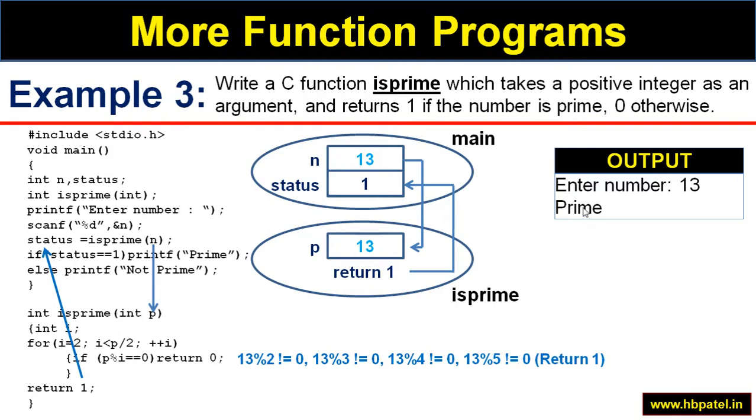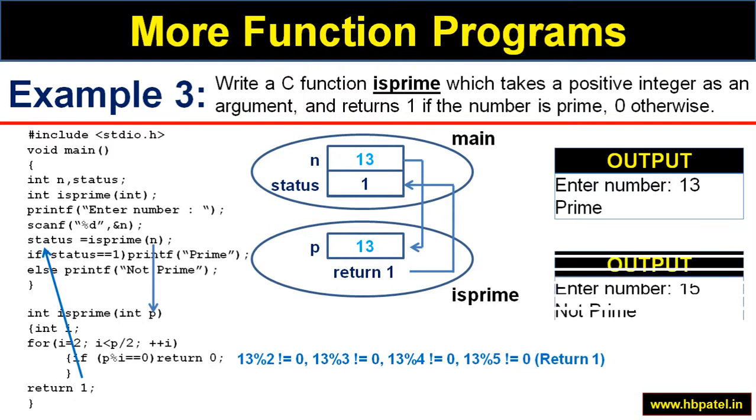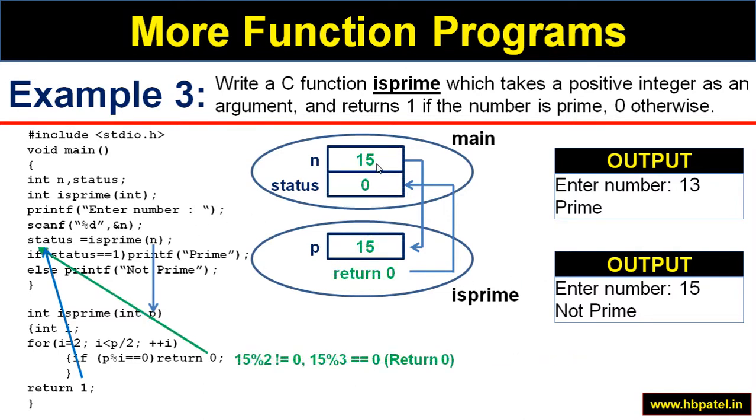Now let us take another example wherein the number is different. Say 15. Now I know that 15 is not a prime. So let's check this out. So n equal to 15, that is copied over here, and then i equal to 2, i less than 15 by 2. First 15 modulo 2 is not equal to 0, but next time when i equal to 3, 15 modulo 3 is 0, and this condition is satisfied. So it will return 0.